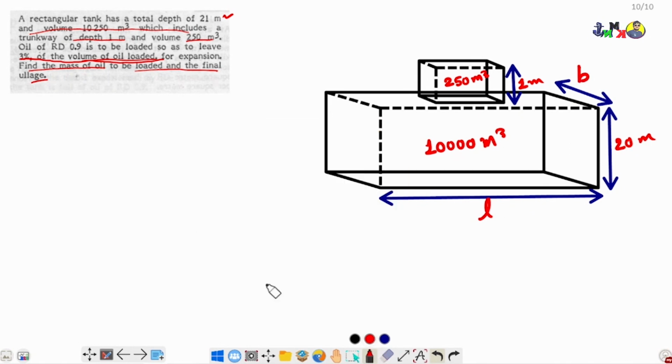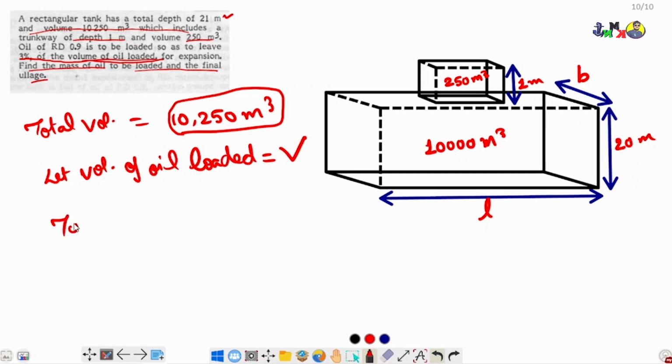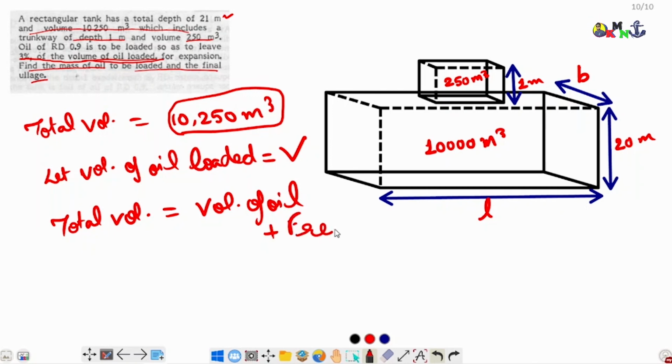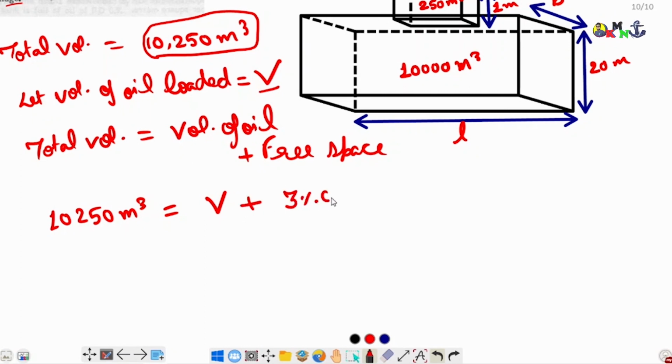Okay, so now we know that total volume is 10,250 meter cubes. So this much oil can be accommodated in the tank and trunk. But we have to leave 3% for expansion, 3% of the volume of oil loaded. So let volume of oil loaded be equal to V. The total volume will be equal to volume of oil plus free space. We know total volume is 10,250 meter cubes, volume of oil we have considered as V, and free space is 3% of V.